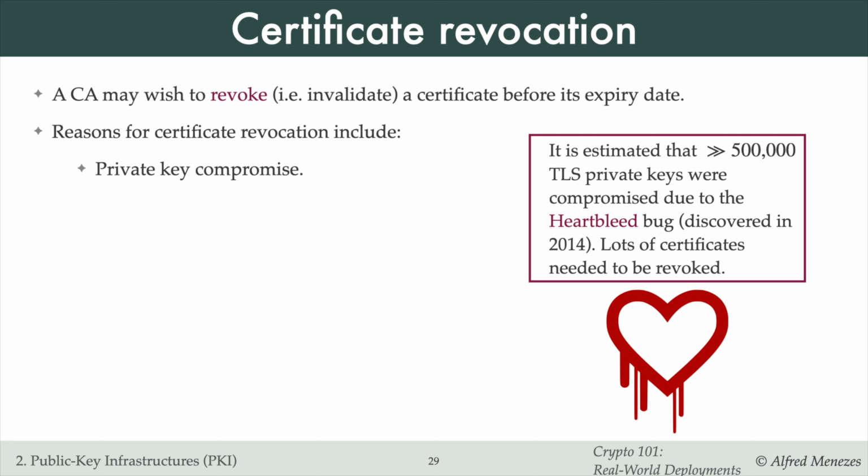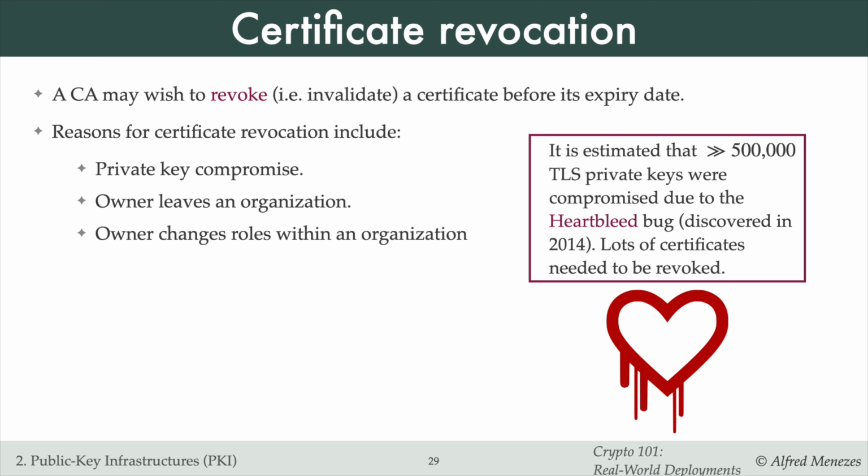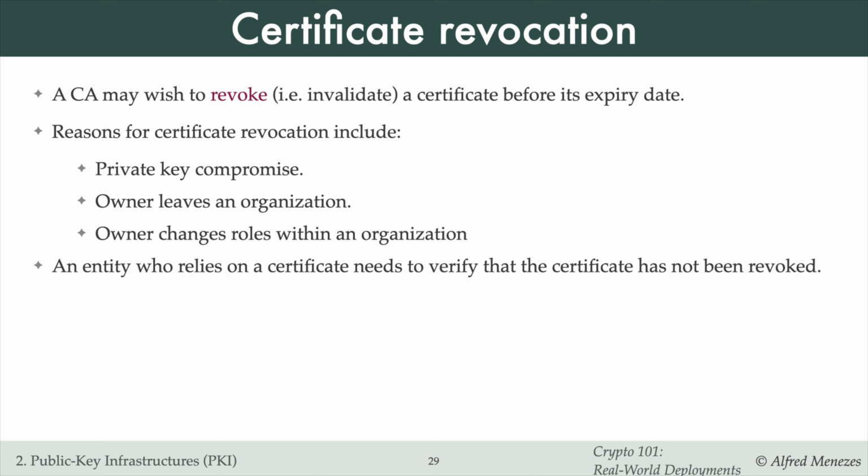In 2014, the Heartbleed bug was exploited, and it is estimated that more than 500,000 TLS private keys were compromised. The certificates for the corresponding server public keys had to be revoked. A certificate might also be revoked when the subject leaves an organization or changes roles within it. So a relying party needs the assurance that a certificate that they are verifying has not been revoked prior to its expiration.